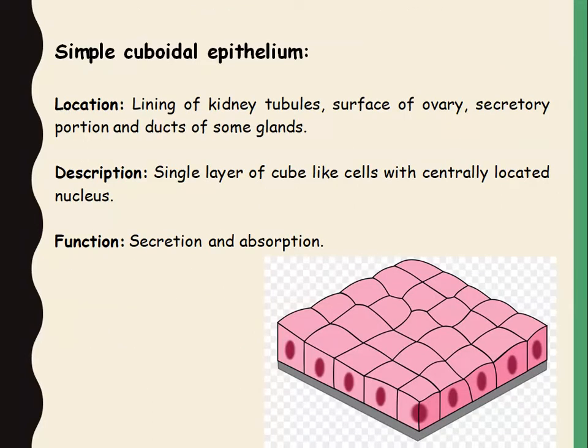Next one is the simple cuboidal epithelium. In that, location is lining of kidney tubules, surface of ovary, secretory portion and the ducts of some glands. Description is a single layer of cube-like cells with centrally located nucleus. Now see, these are the single layer of cube-like cells with centrally located nucleus. Function is secretion and absorption.